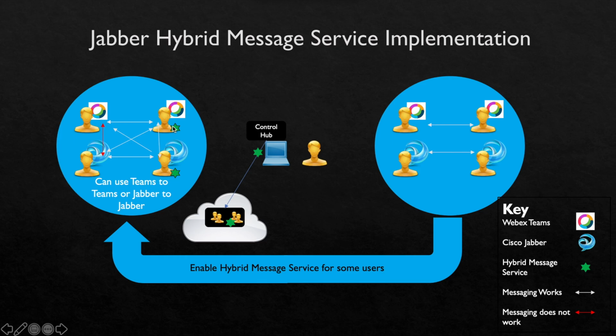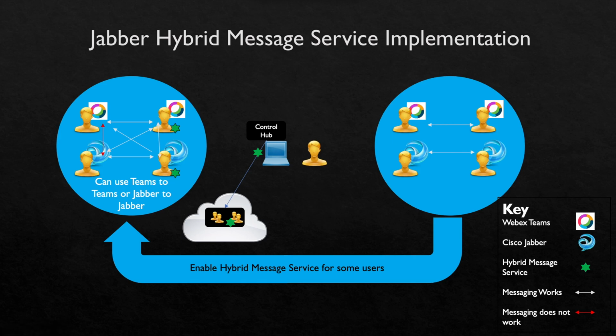But even if they don't have the service enabled, Webex Teams can send messages to Jabber that's not enabled for the service, and Jabber not enabled for the service can send messages to Webex Teams that is enabled for the service, right? Where it's going to fail is when Webex Teams users who do not have the service enabled try to message Jabber users who do not have the service enabled, or vice versa. They will not be able to message each other. That's kind of an obvious one.